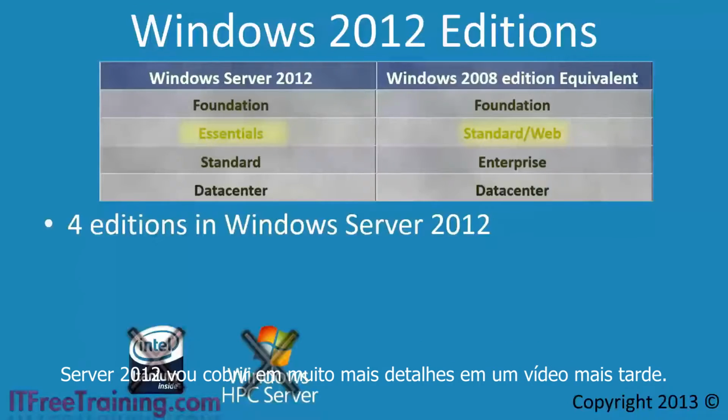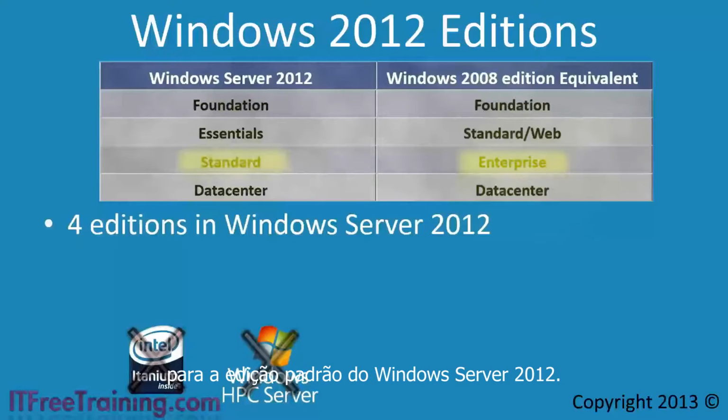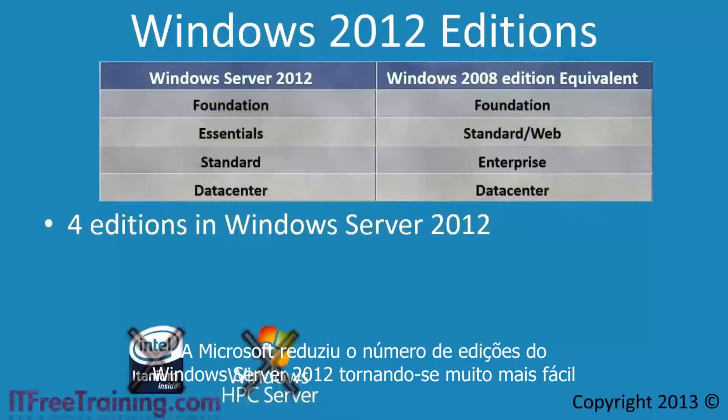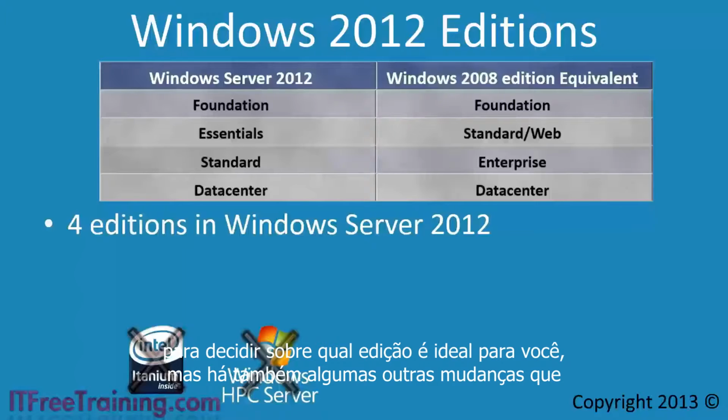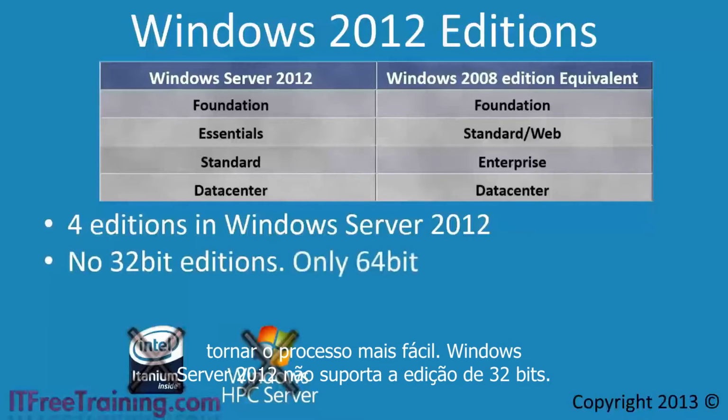Upgrading to Windows Server 2012 I will cover in a lot more detail in a later video. If you are using the Enterprise edition of Windows Server 2008, you will most likely upgrade to the Standard edition of Windows Server 2012. Microsoft has reduced the number of editions of Windows Server 2012, making it a lot easier to decide on which edition is right for you, but there are also some other changes that make the process easier. Windows Server 2012 does not support 32-bit.